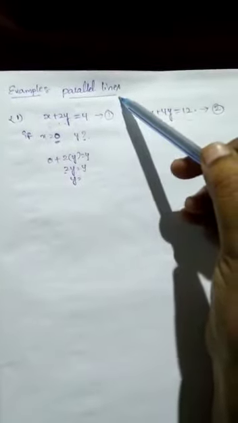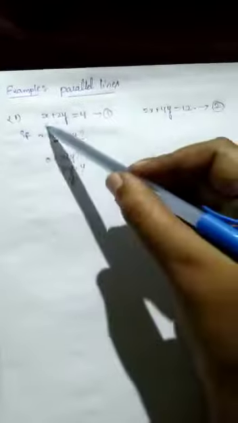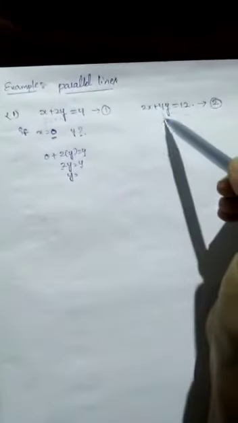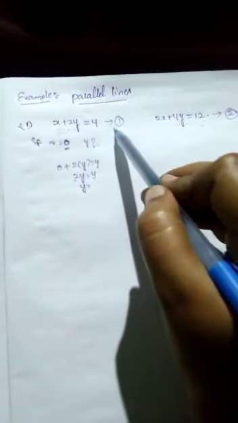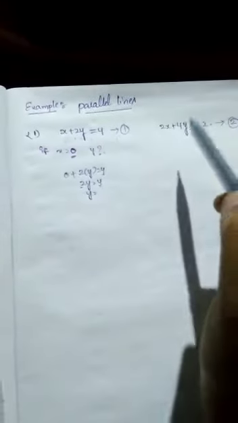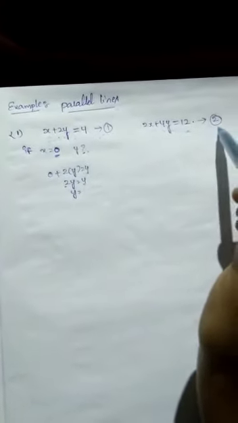Let's discuss an example for parallel lines. Here, two equations are given: x plus 2y equal to 4, this is our first linear equation, and 2x plus 4y equal to 12, this is our linear equation 2. We have to plot the graph.